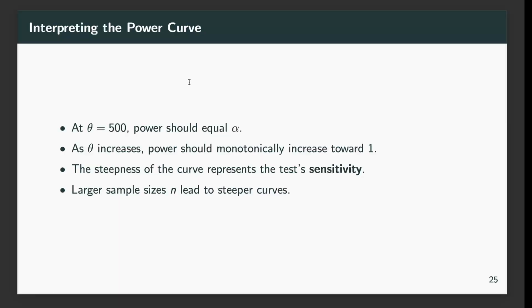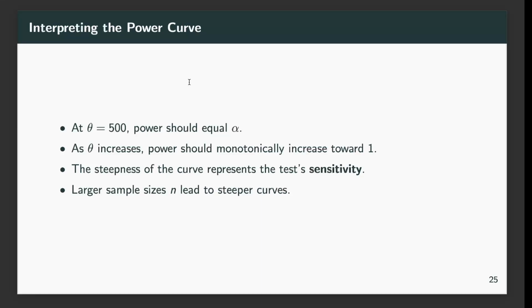Number 2, as mu increases from 500, the power should increase towards 1. So the further the true mean is from the null hypothesis, the easier it is for the test to detect the difference. At some point in the graph, maybe when mu is equal to 650, the power will be very close to 1.